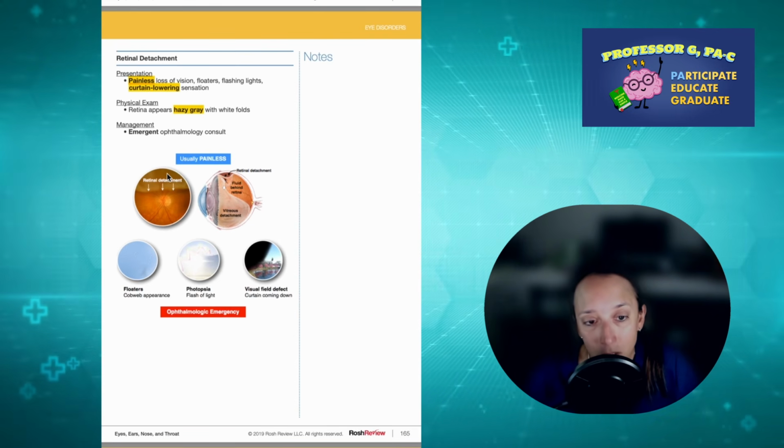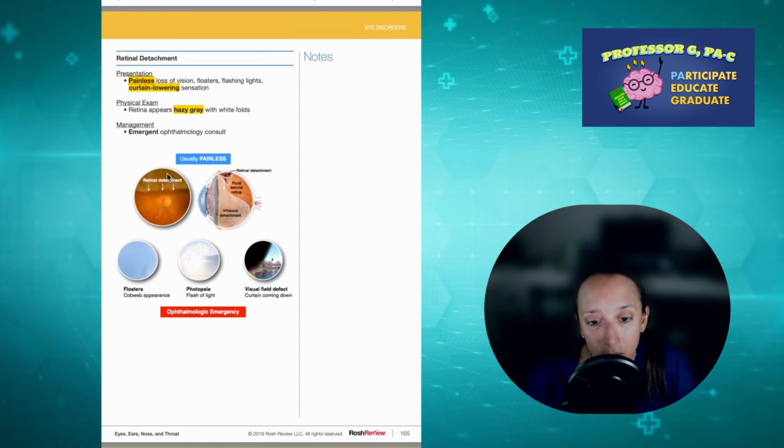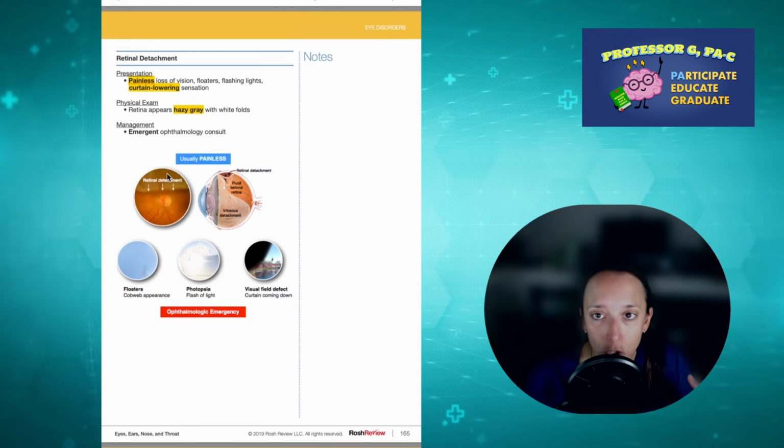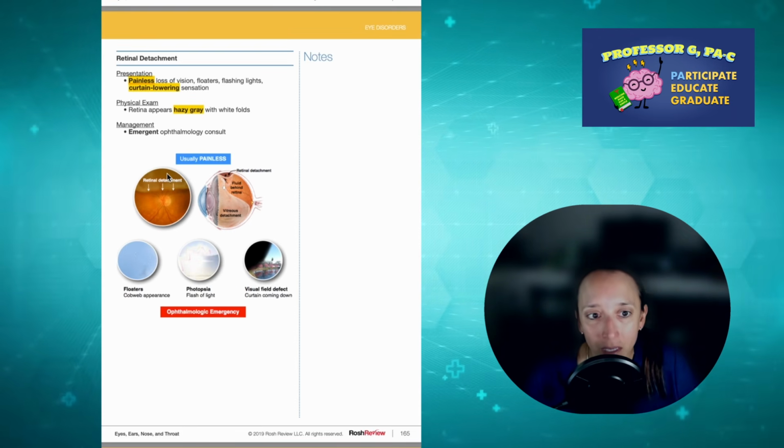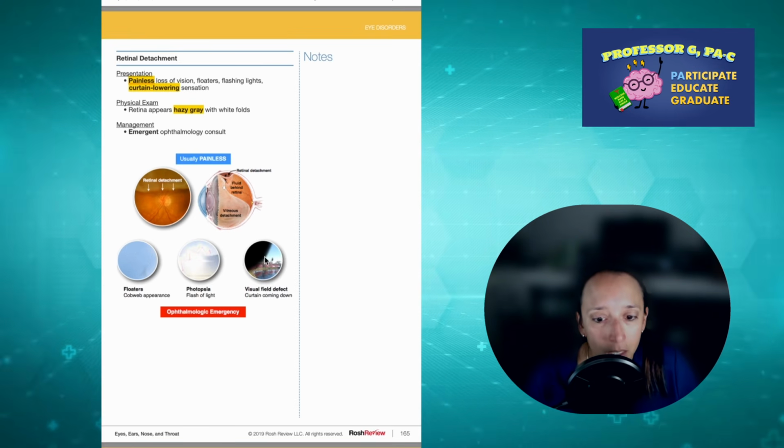It is an emergency, so we want to get an emergent ophthalmology consult. Until then, we want to have the patient turn towards the side of the retinal detachment. Right?